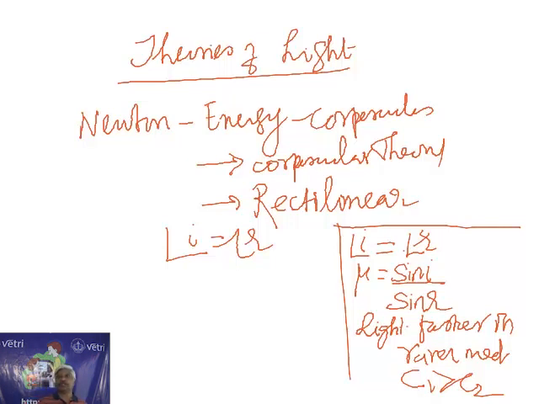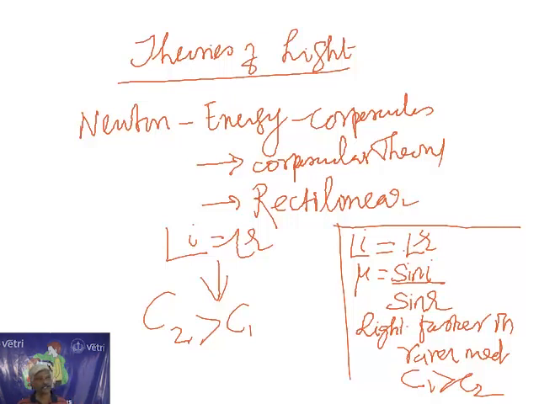But when he came to prove the laws of refraction according to Newton's corpuscular theory, he got the answer C2 greater than C1. What is C2? The velocity of light in the denser medium. So according to Newton's corpuscular theory, he arrived at the result that light moves faster in a denser medium. Is it correct or wrong? That is a wrong concept. Newton could not explain why light moves faster in a denser medium, because even in the first year we thoroughly understand that light always moves faster in a rarer medium.